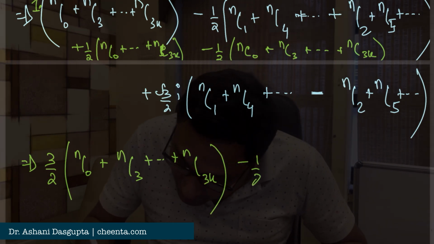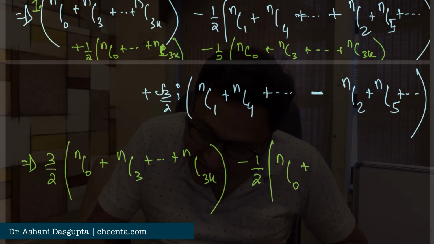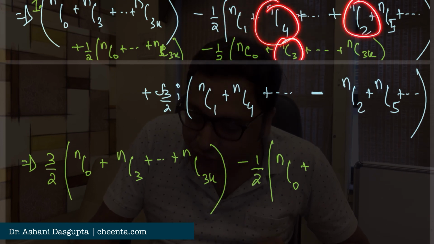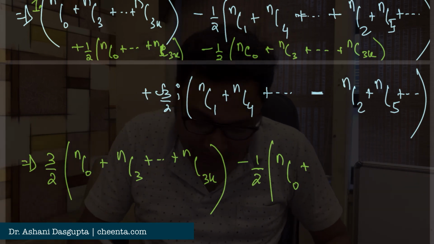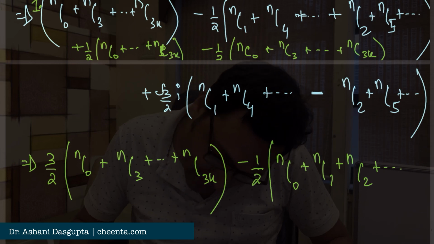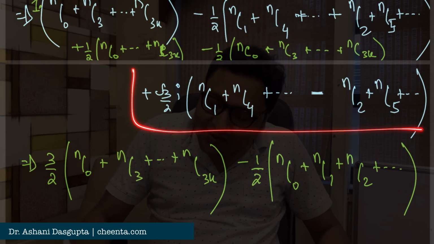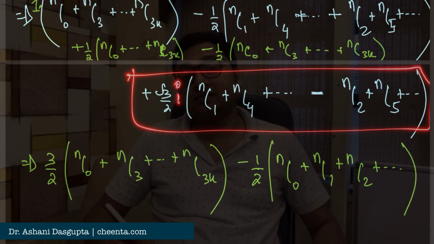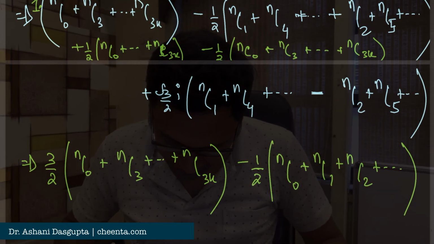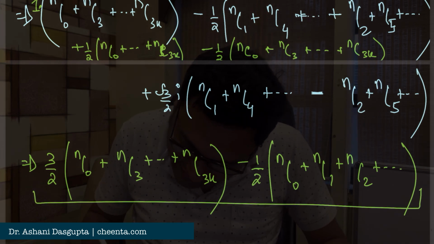and negative half times n choose 0 plus, now I can just write n choose 0, n choose 1, n choose 2, n choose 3, n choose 4. So all the binomial coefficients coming together. And I will completely ignore this thing because this is the imaginary part. This contains i. So this is the real part.